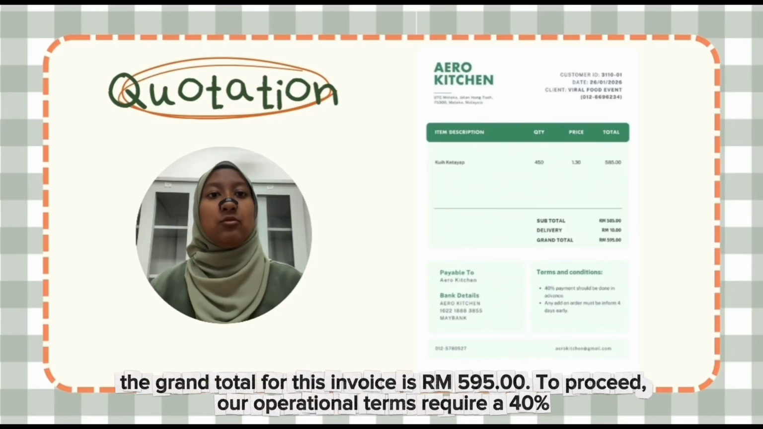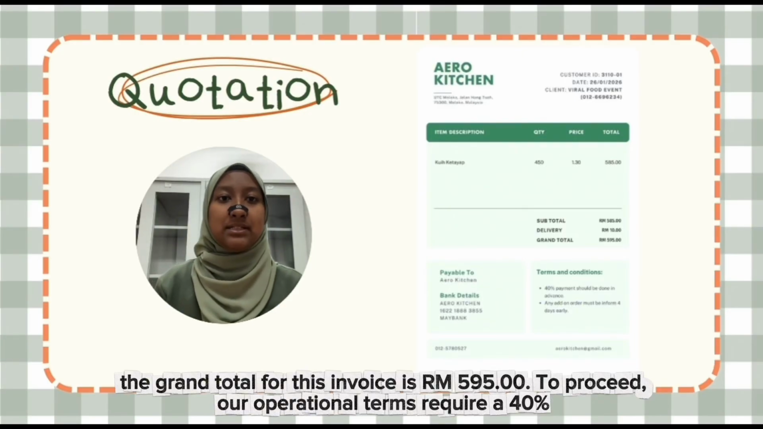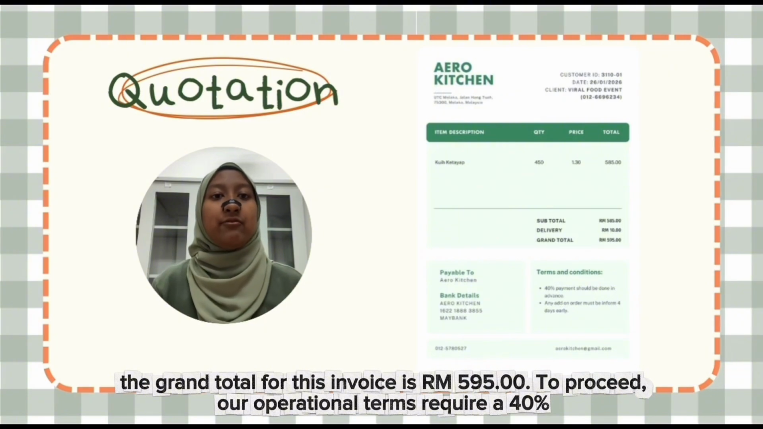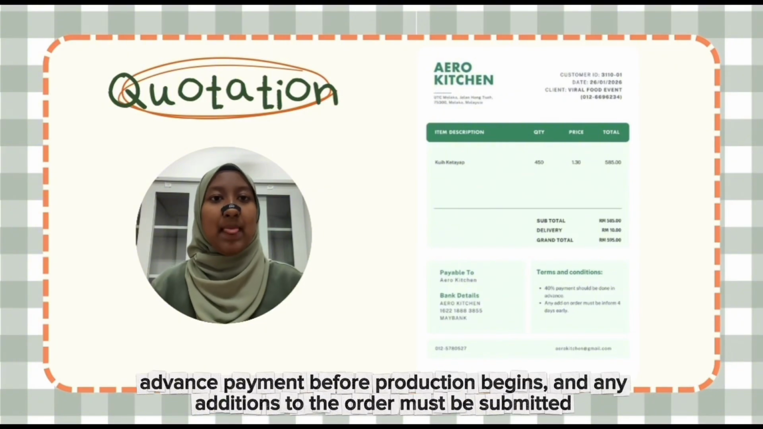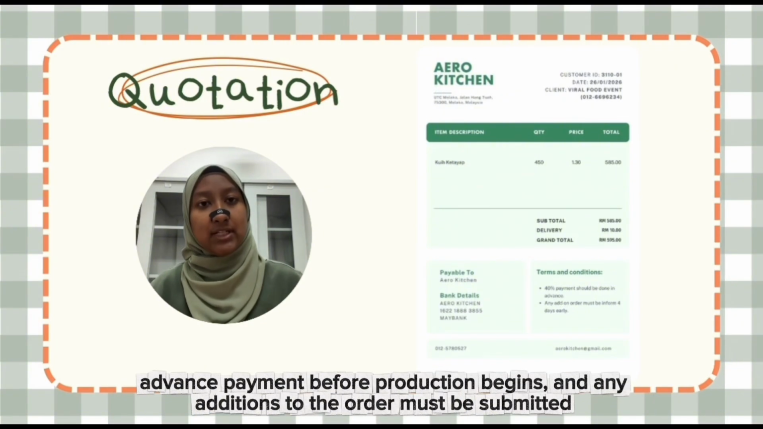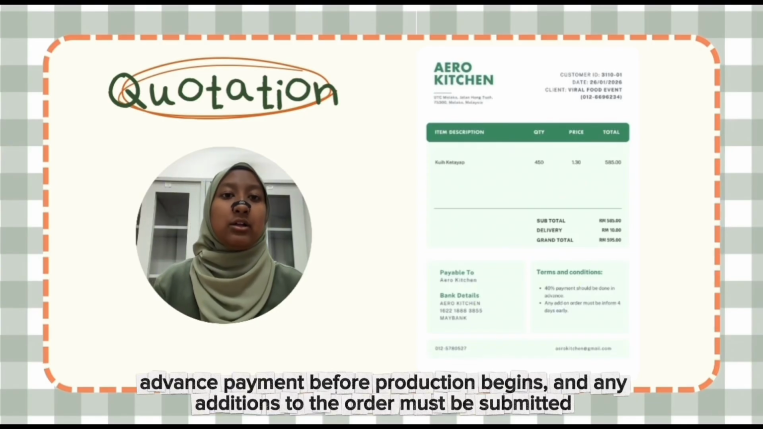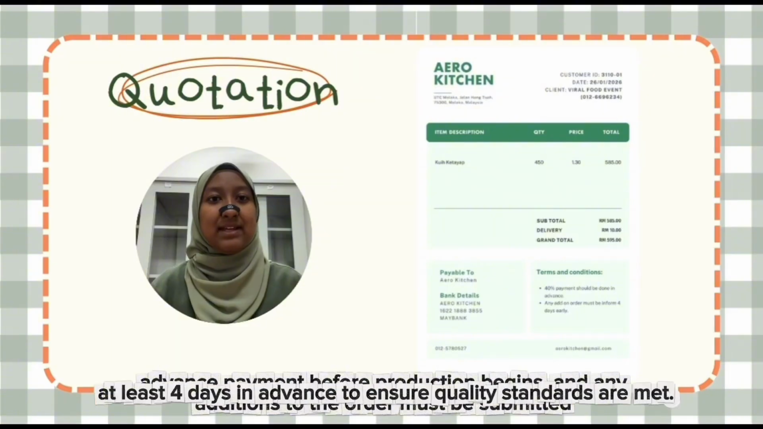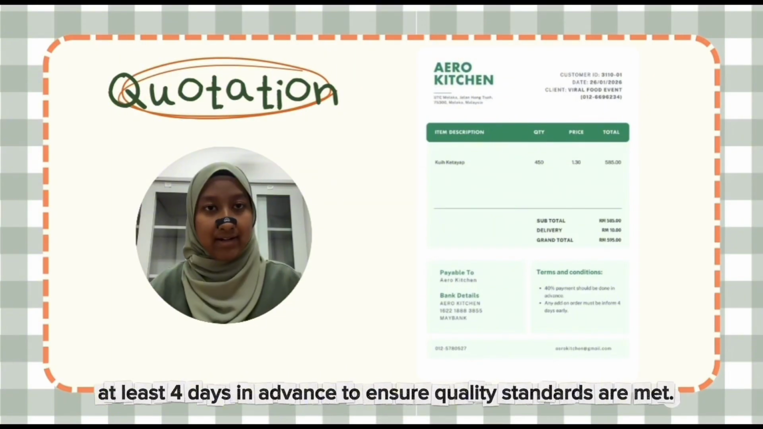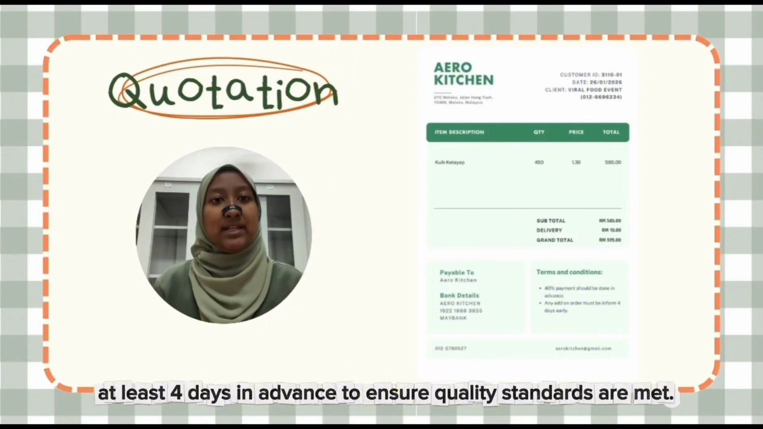To proceed with our terms, the operation and condition require 40% advance payment before the production begins, and any additional order to our company must be submitted at least 4 days in advance to ensure the quality standards are met.